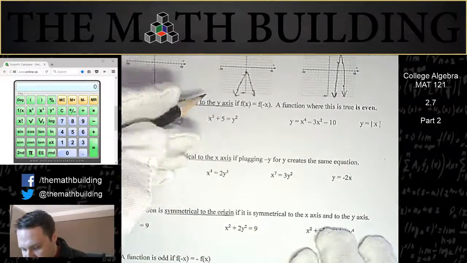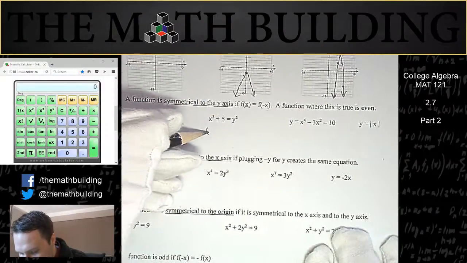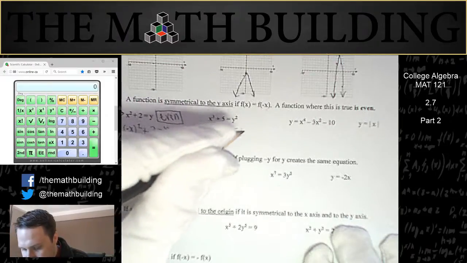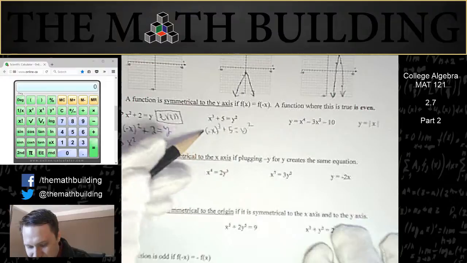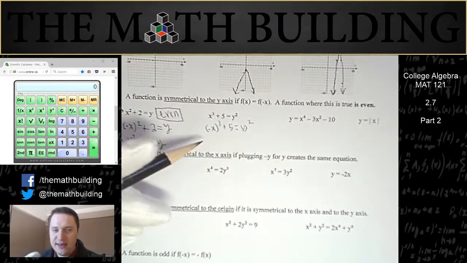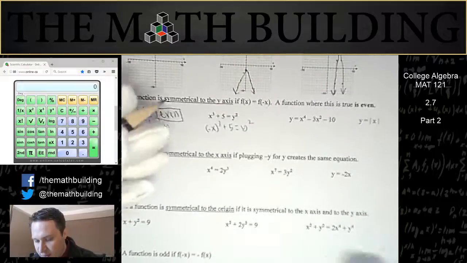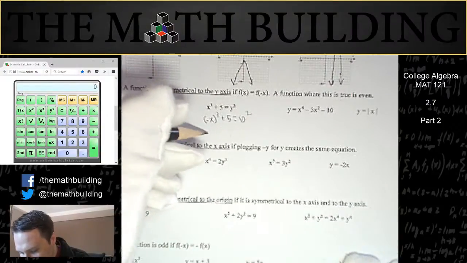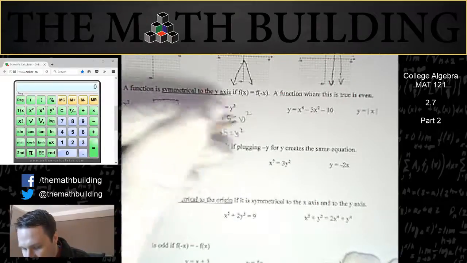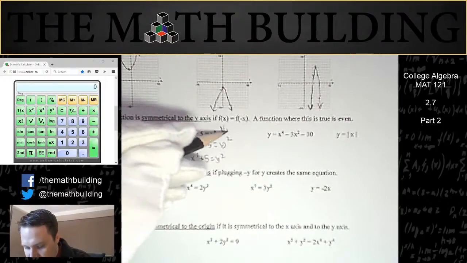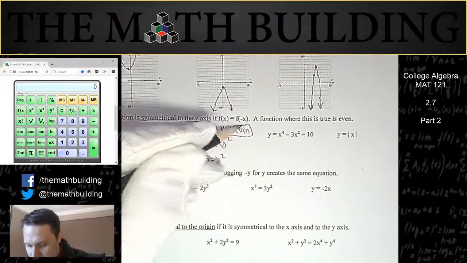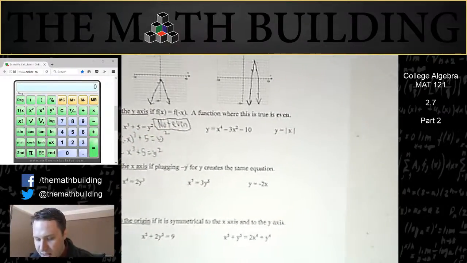Let's see if this one is even. I'll plug in a negative sign for x. I'll replace x with negative x. This doesn't simplify. The negative sticks around because the odd exponent doesn't cancel it. Negative times negative times negative is still negative. So this will be negative x to the 3 plus 5 equals y squared. So this one's not even. We can't say that it's odd. It's just not even.